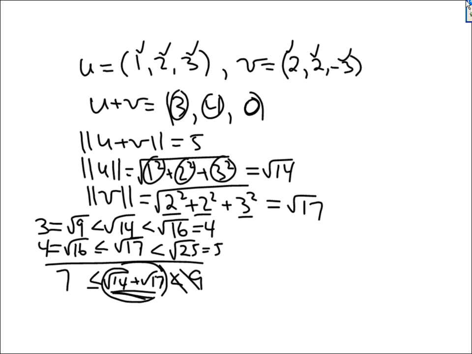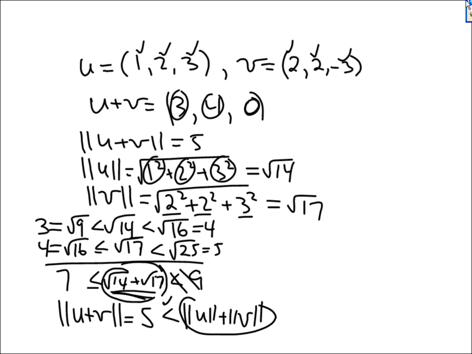Okay, so we know that the length of u plus v is 5. And yes, that is less than the length of u plus the length of v, because this is at least 7. It's bigger than 7, not even equal to. And you better believe 5 is less than all numbers that are bigger than 7. Even if they're no bigger than 9, 5 is less than them.